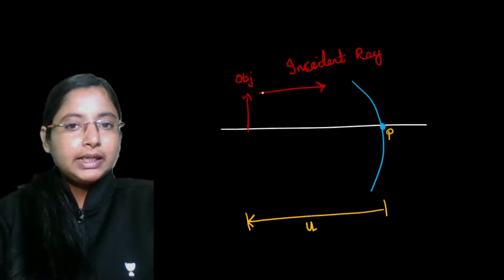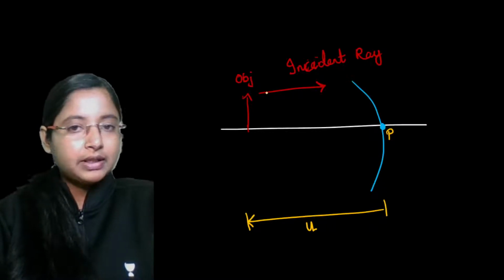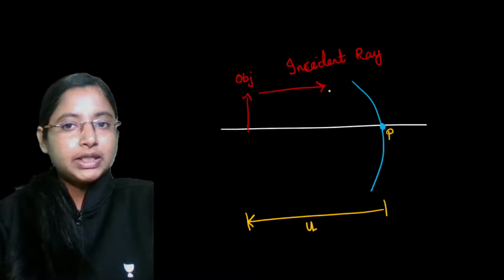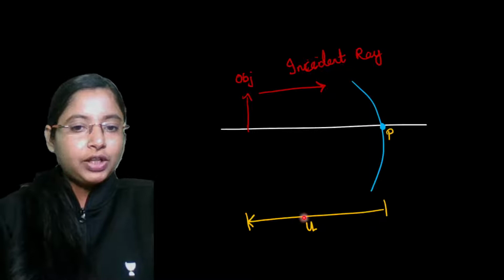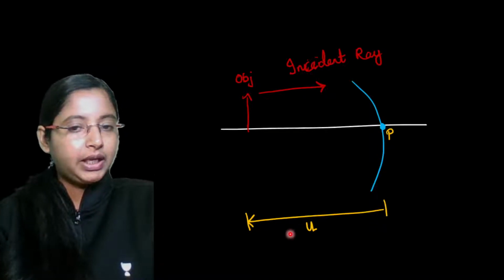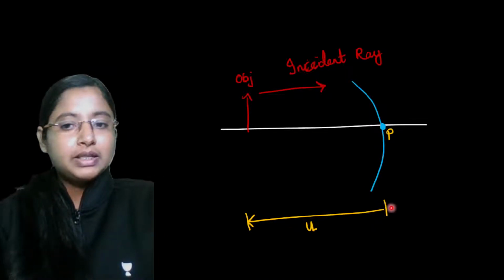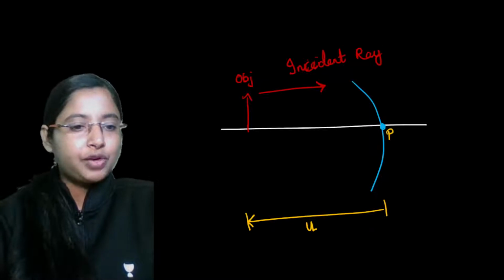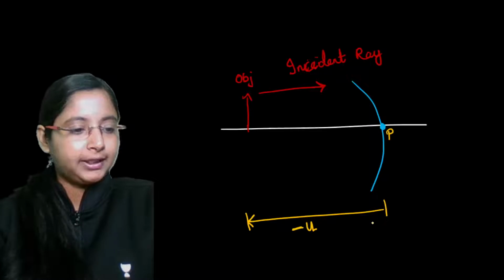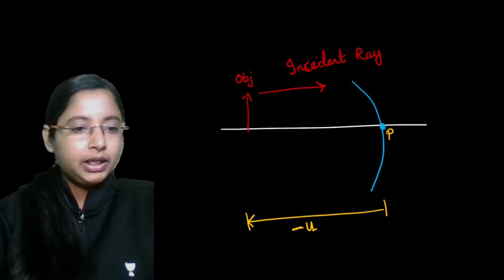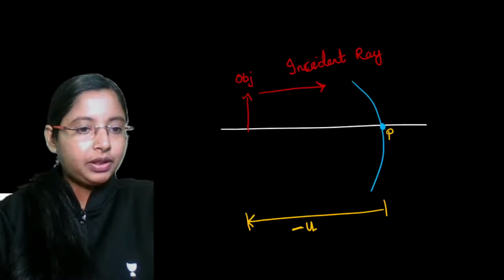Now the incident ray is in this direction, that is the ray that is coming out of the object. And if you see, the object that you're taking is in the opposite direction. So any distance measurement that is taken opposite to the incident ray is given the sign convention negative.